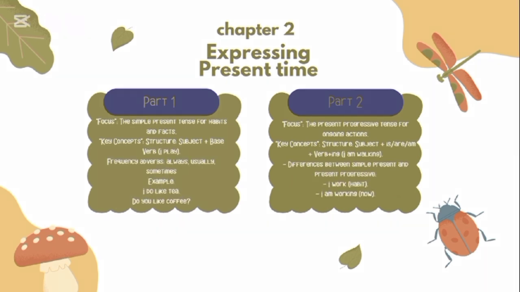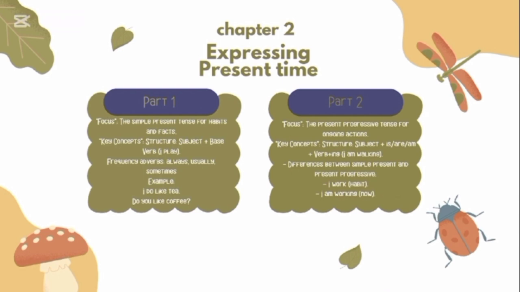Moving on to chapter 2, expressing present time. In this chapter we have two parts. The first part is about the simple present tense, and the second part talks about the progressive one. So for now we're going to talk about part 1 first. We're going to focus on the simple present tense for habits and facts.